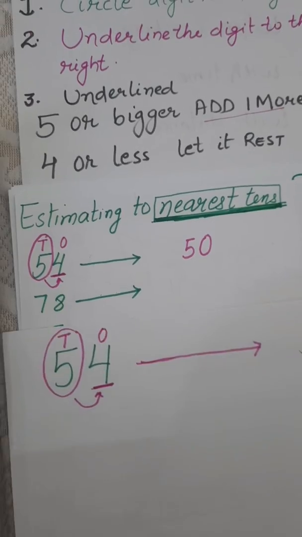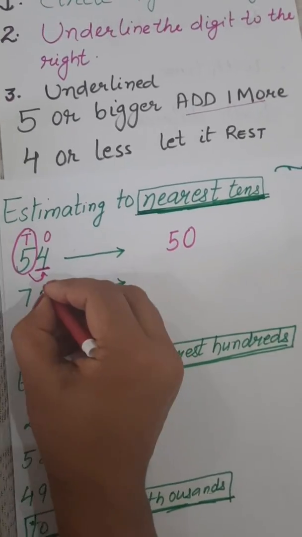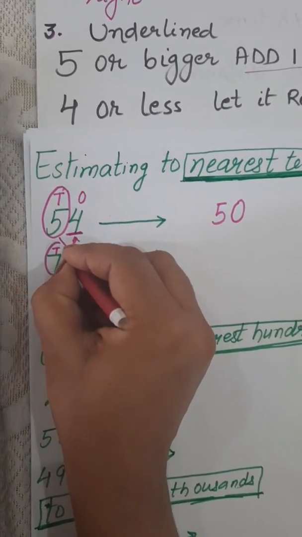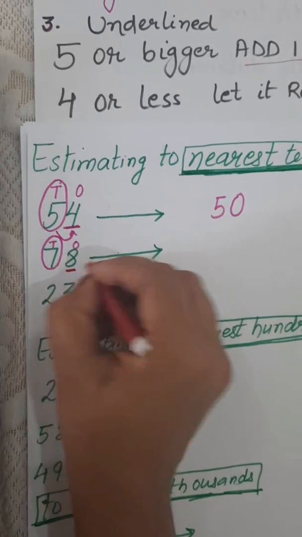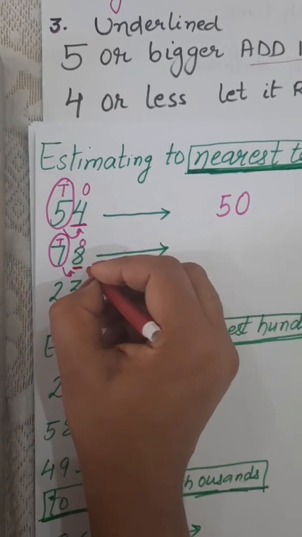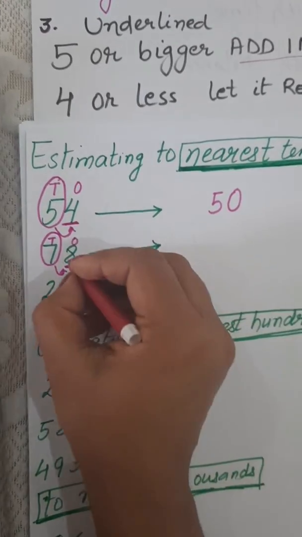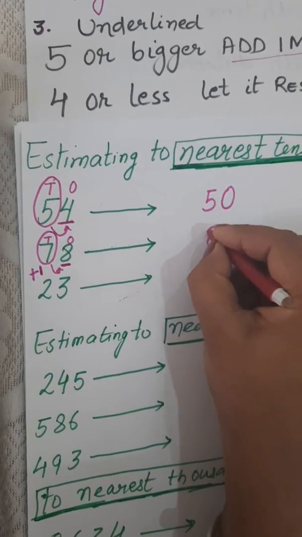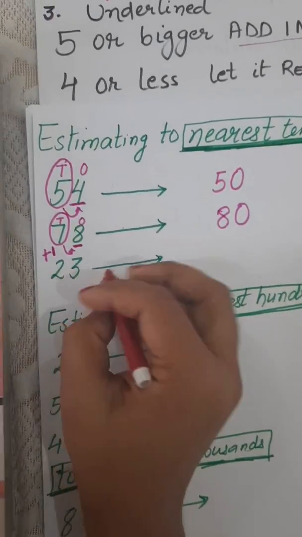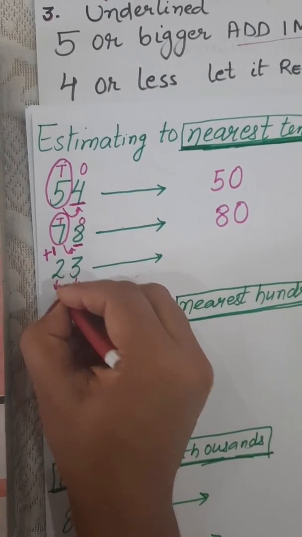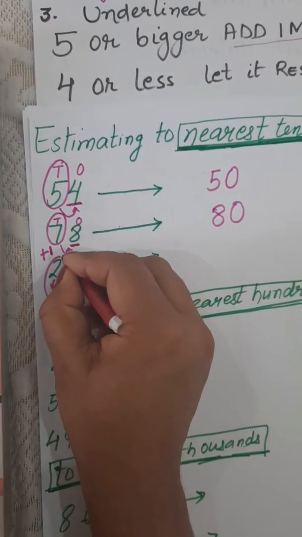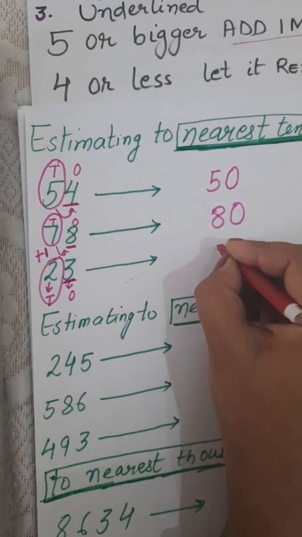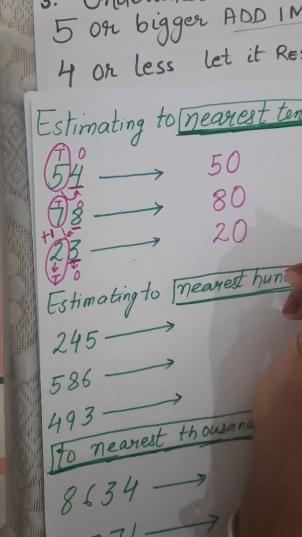Next is 78. Circle the digit at the tens place and underline the digit to its right. This digit is 8, which is bigger than 5, so what will be the step? We add one more to the left, so it becomes 80. Next, 2 is at the tens place. Circle the digit and underline the one at the right. It is less than 5, so it becomes 20.